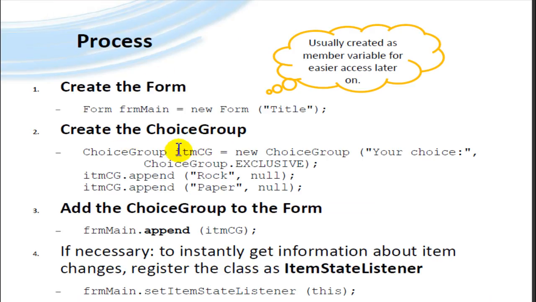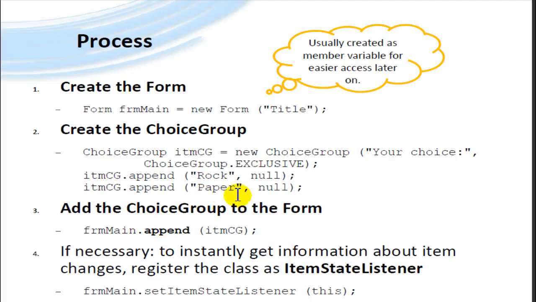This is how we do it. We first create a form, because the form is going to be the container of your choice group. Then you create a choice group like item CG. We say item choice group because choice group is an item. So new choice group, and put in your title on the top and what type it is, choice group exclusive, for example. Then you're going to append to them later, like we have rock, paper, and so on, as you wish.